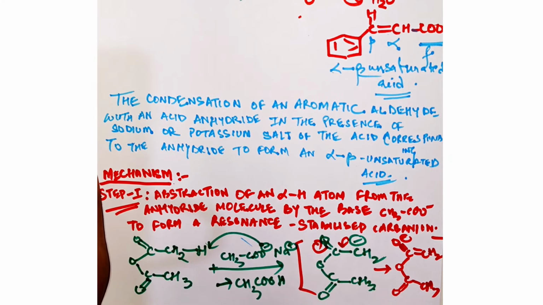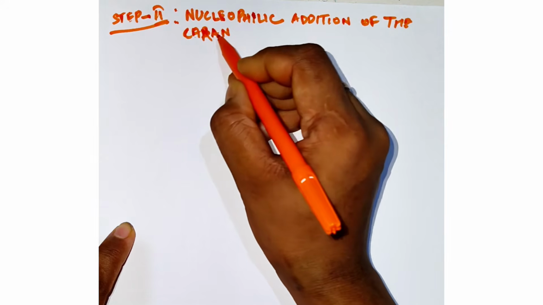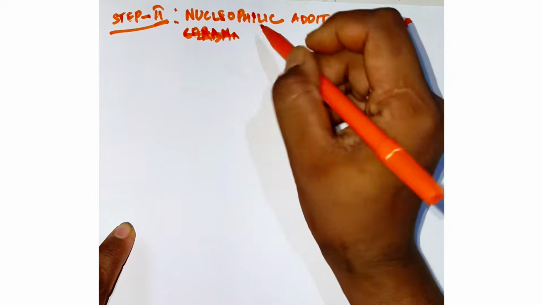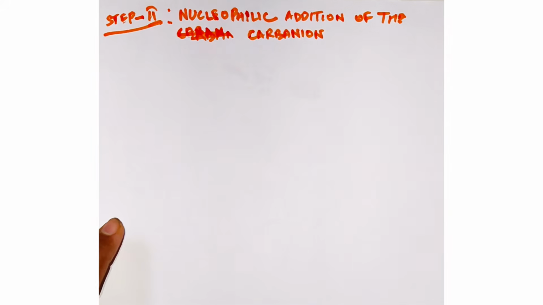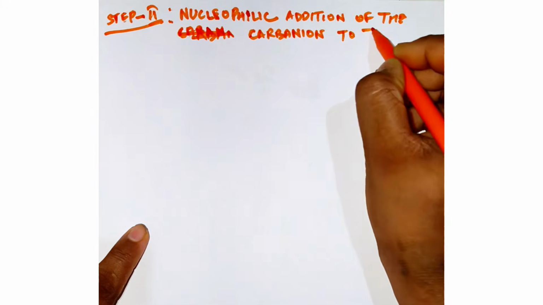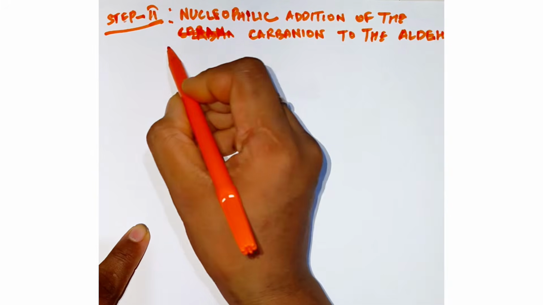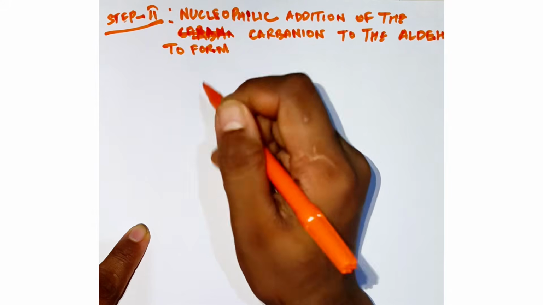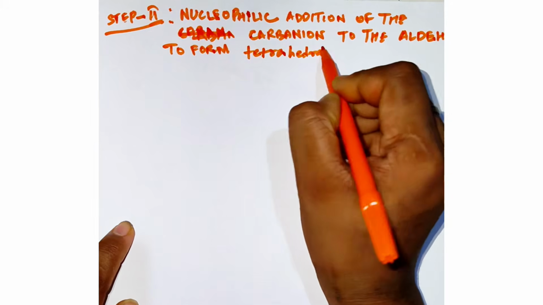Now we will go for the second step. The second step is the nucleophilic addition of the carbanion to the aldehyde to form a tetrahedral alkoxide ion.